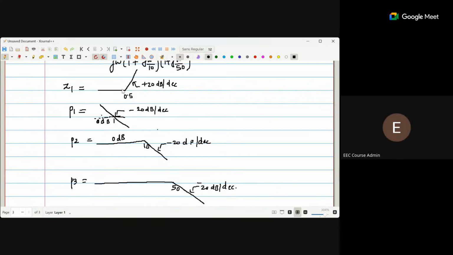So if you try to add all these and find the magnitude plot of the given transfer function, first you start with the 0. The order is 0, 0.5, 10, 50, right? So 0 corresponds to a pole. A pole introduces a slope of minus 20 dB per decade. Then at 0.5, because of the influence of this Z1, you have a slope of plus 20 dB per decade. So when you come to 0.5, you have the impact of P1 as well as Z1, where P1 introduces a slope of minus 20 dB per decade and Z1 introduces a slope of plus 20 dB per decade. So both cancel each other, and there it becomes 0 dB.